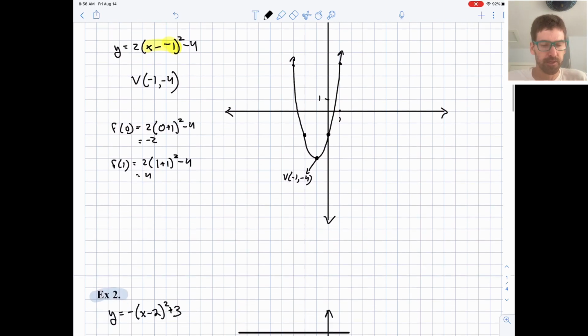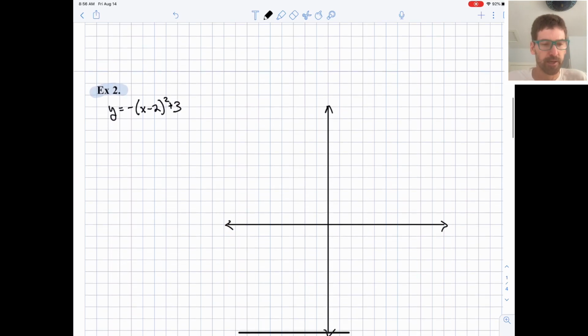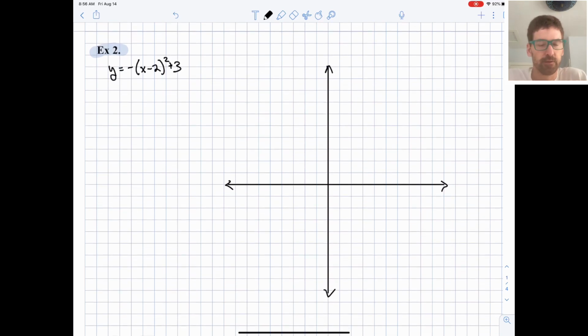All right, moving on to the next one. We have another example with vertex form. And what I want you to realize here is our a value isn't totally written out, but a is -1. Okay? But I hope you can see that our vertex is 2, 3. Okay, remember inside those parentheses we're subtracting a positive 2, so our vertex is positive 2.